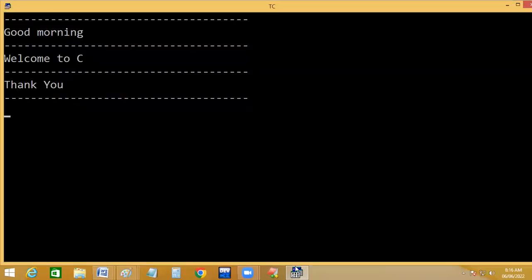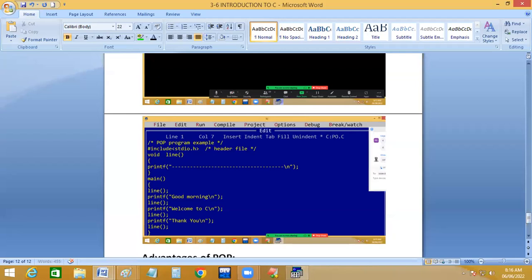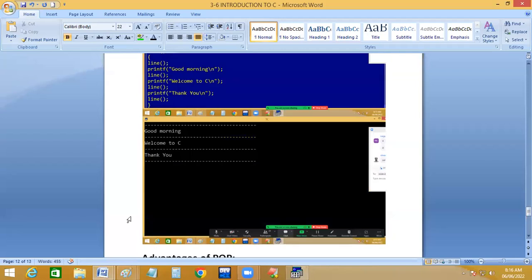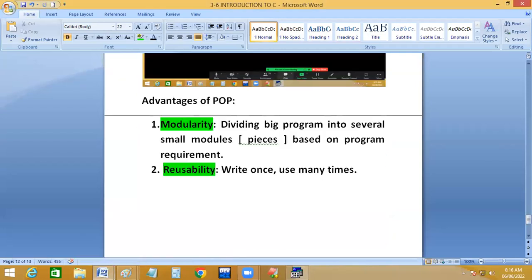But is the answer the same or not? Okay. Next, the third advantage of POP. I'm going to explain it. What is it, guys? Simplicity. Easy to read. Why? Because when the program is small, it is easy.